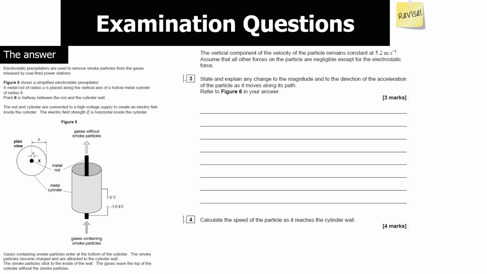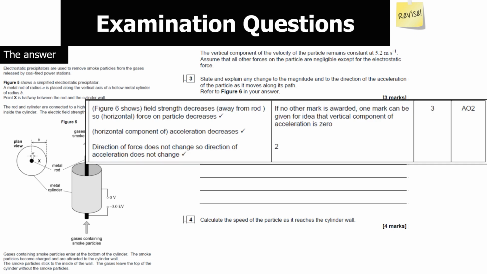Right, so how to answer this first question? Well, it's asking about the change of the magnitude and the direction of the acceleration of the particle as it moves along the path. So when you're looking at figure 6, which was the graph, you've got to consider the electrical field strength. Now, we've just looked at an equation which said F equals EQ. From the graph, you'll have noticed that E gets smaller. It decreases in size because it's most likely a radial field. So if E is decreasing in size, then the resultant force is decreasing in size. Therefore, a resultant force causes acceleration, so the magnitude of the acceleration decreases.